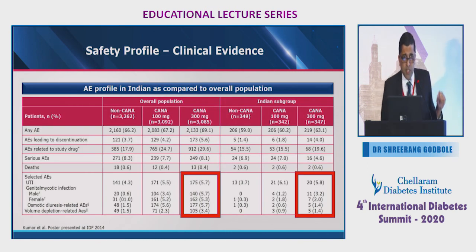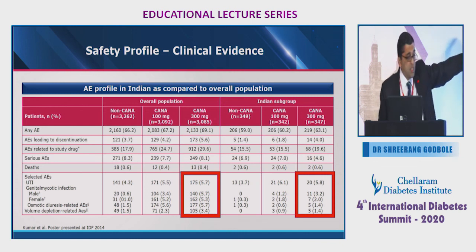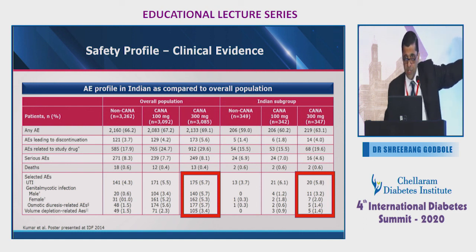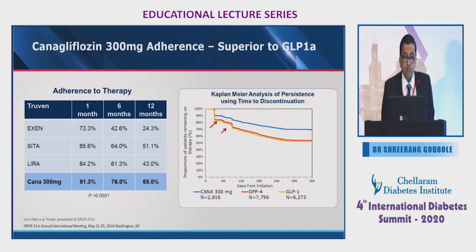You will say, what about the safety? Is using 300 milligrams of Cana going to lead to major adverse events? You look at the global population studied, you look at the India-specific population study, by and large, they match. And by and large, of course, the mycotic infections would be more common, and relatively speaking, volume depletion-related adverse events could be more common, relatively speaking, though absolutely, of course, the risk is similar.